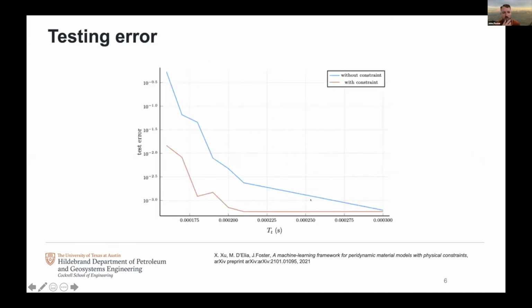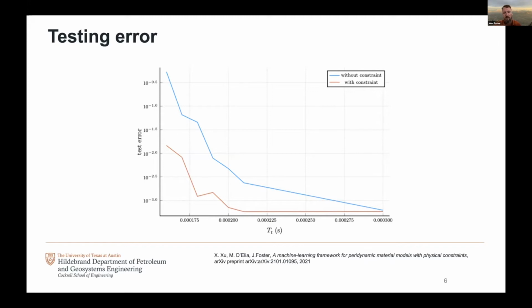Well, first of all, if we just look at the testing error, right? So this is the testing error. And in our case, the testing data is always in the future time. So we're predicting into the future. We train for a small amount of time, and then we predict into the future and compare the two.